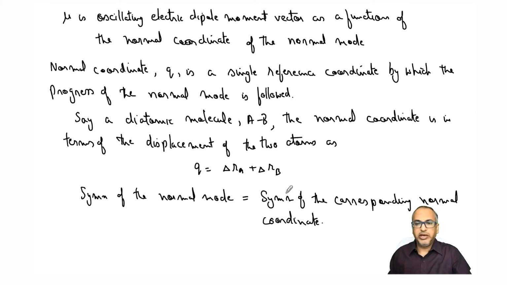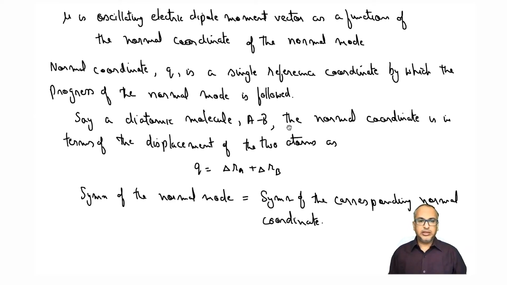Again, we will see why we need the symmetry of the normal coordinate. It will come in the Hermite polynomial later. But the idea is that the symmetry of the normal mode, which we have already seen in the last lecture, is basically the same as the symmetry of the corresponding normal coordinate. So the symmetry of Q is the same as the symmetry of the corresponding vibrational mode.